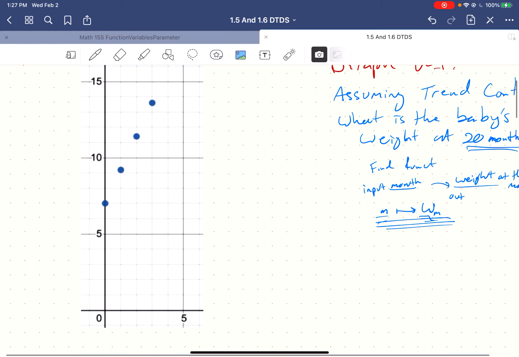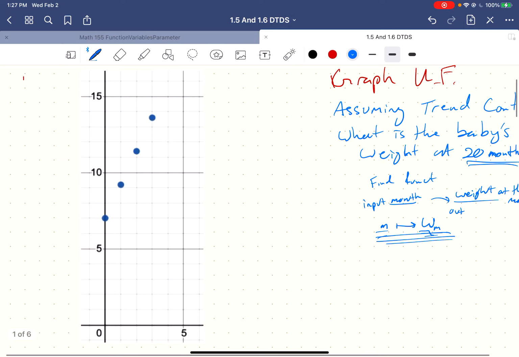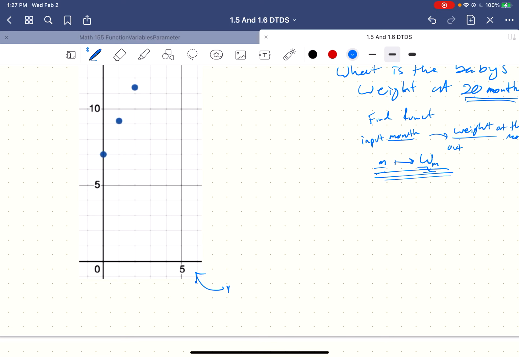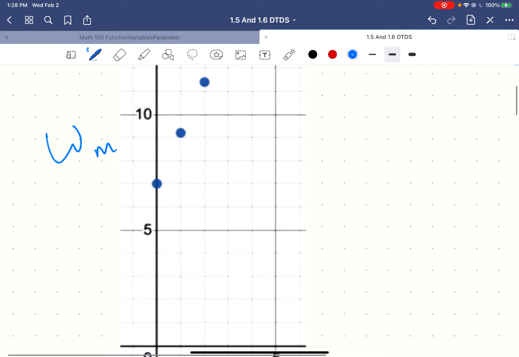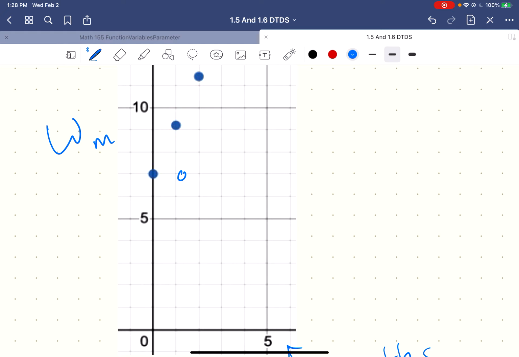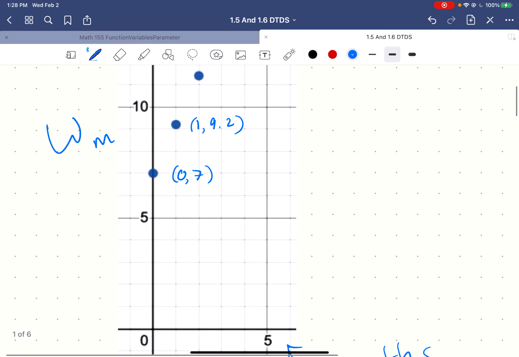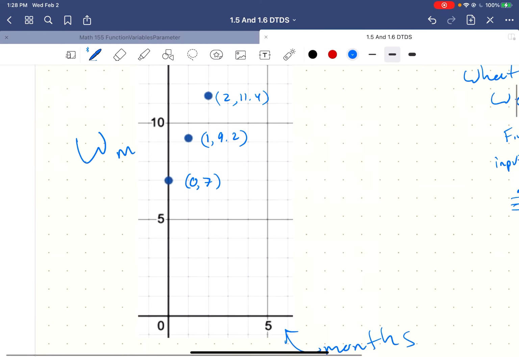All right. Now I have a plot where my input axis is the months, okay, m. And my output axis is w sub m, right? I have a different input, different output than before. And so on month 0, when this child is first born, it weighed 7 pounds. So I have the point (0, 7). At month 1, this child weighed 9.2 pounds. At month 2, this child weighed 11.4, and so on.